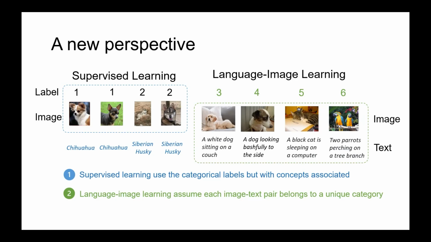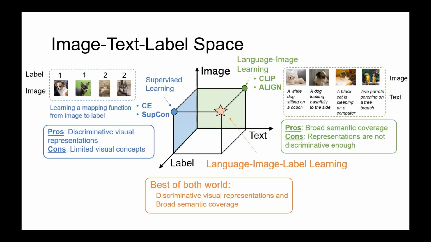So the interesting point is whether we can project these two types of data into the same image-text-label space. Supervised learning is a blue point, and language-image pre-training is a green point. And finally, if we can unify them together, we will see the yellow star. This yellow star is language-image-label learning. It can potentially achieve the best of both worlds: discriminative visual representation from the supervised data and broad semantic coverage from the image-text pairs.